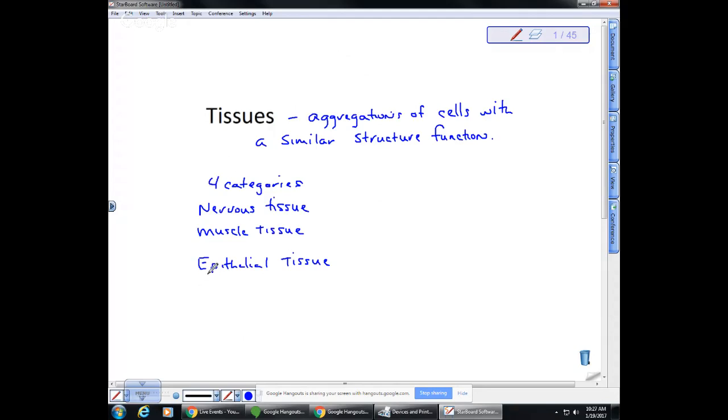And then we have the connective tissues. And obviously, we're going to talk about connective tissue extensively this quarter, because we're talking about the skeletal system, which is composed of connective tissue. But we're also talking about blood, which is also a form of connective tissue.